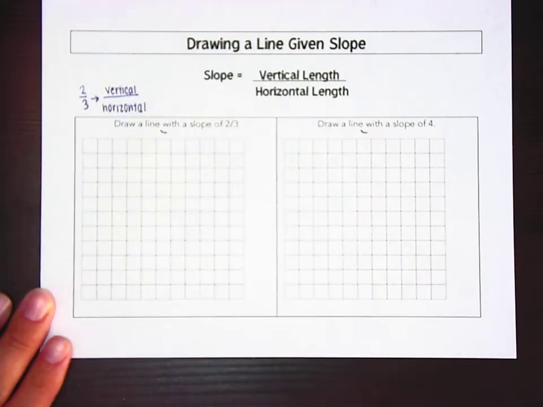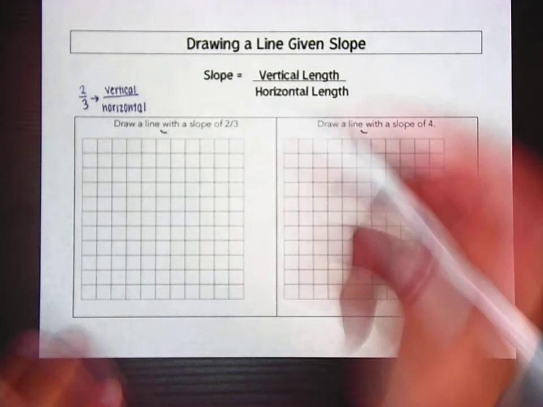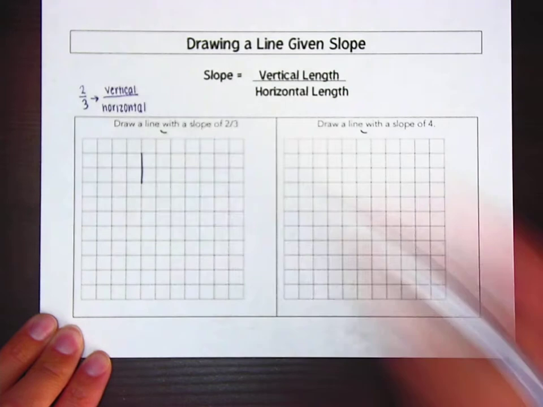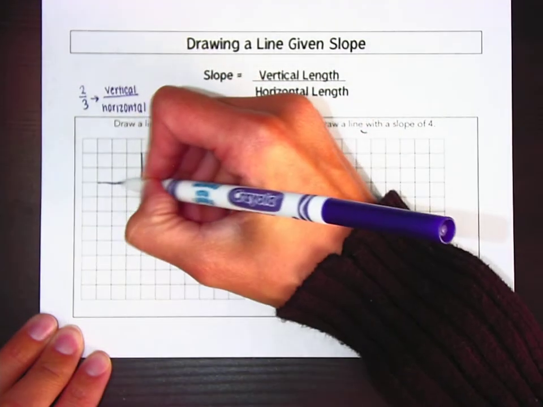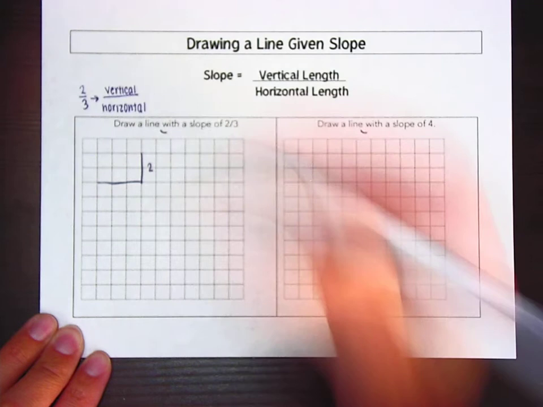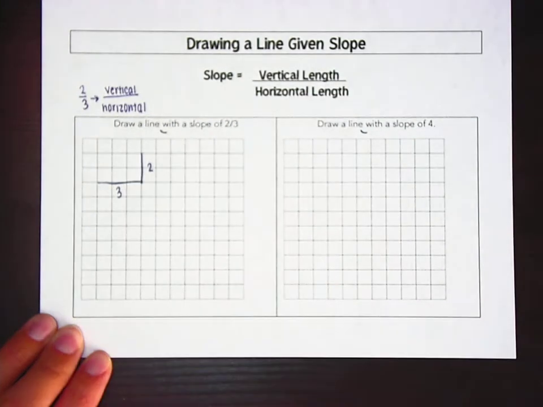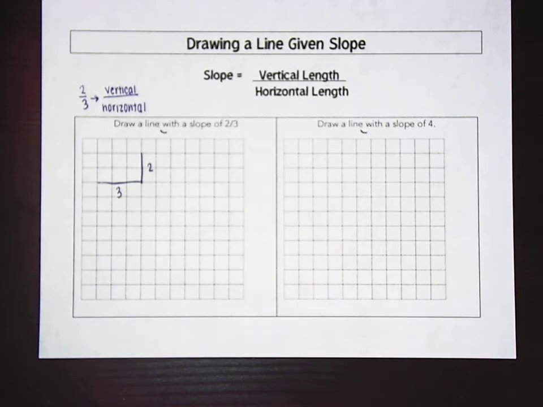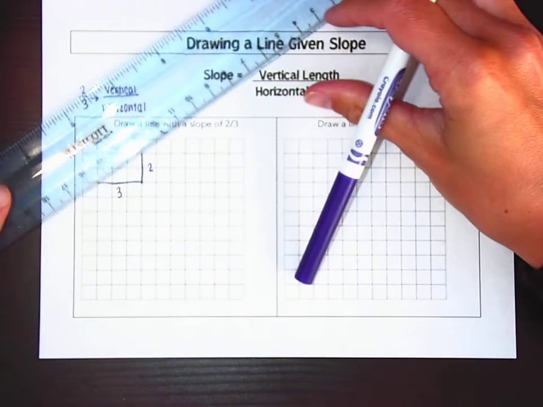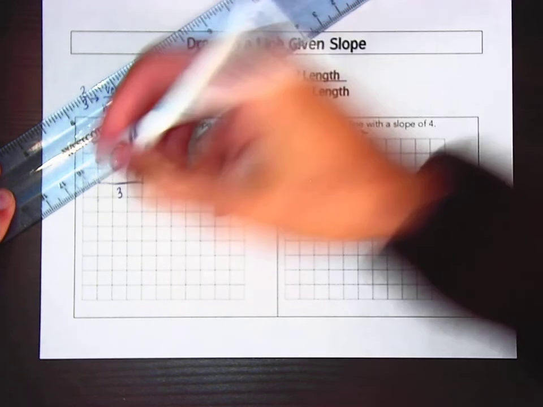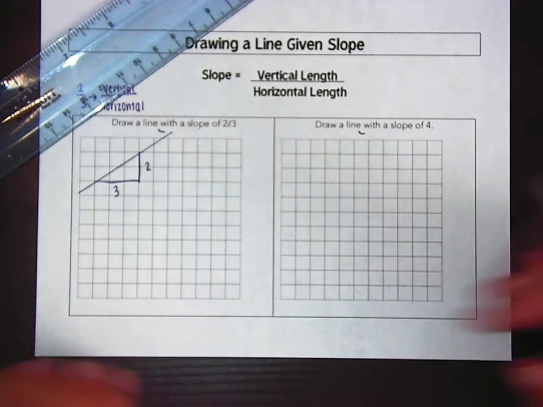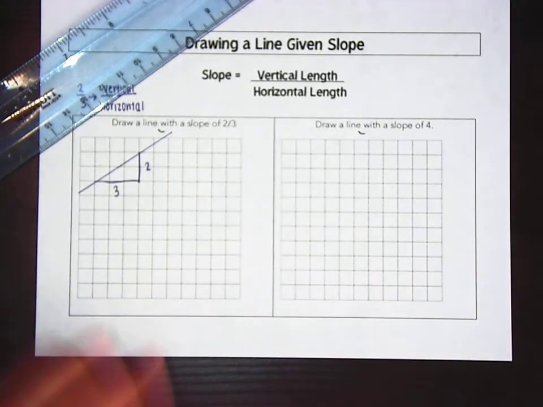I can start by drawing a slope triangle with a vertical distance of 2, and I can do this anywhere on the grid, and a horizontal length of 3. 1, 2, 3. So I can see my vertical length and my horizontal length here is going to be 2 and 3. And now that I've drawn this triangle, the slope of the line is going to represent the hypotenuse of that triangle. So I'm going to use my ruler and draw the hypotenuse of that triangle and connect those points. And now I've drawn a line with a slope of 2/3.